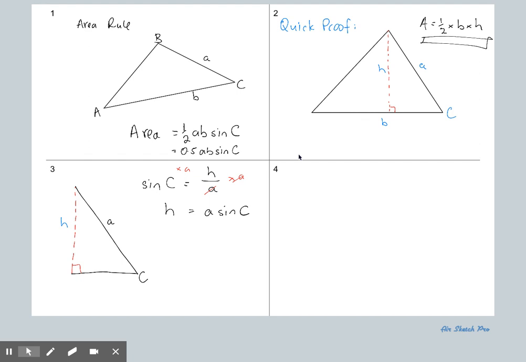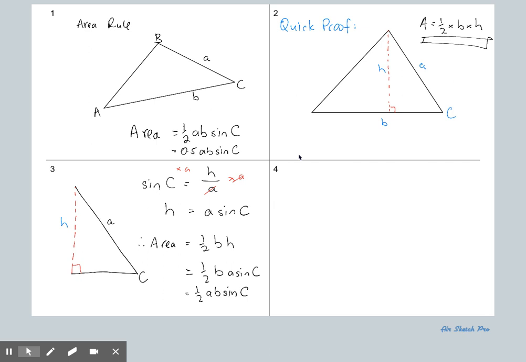Nice and simple, hey? Therefore, the area, which is equal to half base times height, is going to be a half base times A sine C. And then, just because we're English-speaking human beings, I'm just going to reorder the B and the A because they're just multiplied together, just because it looks prettier. BA and AB means the same thing in mathematics. So it's half AB sine C, and that's it. That's the end of the proof.